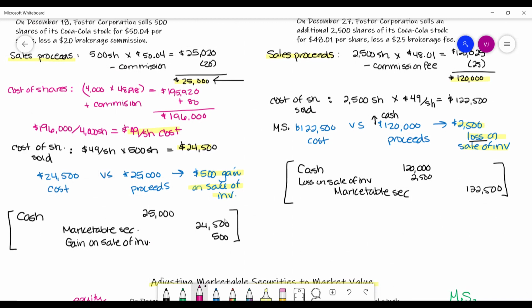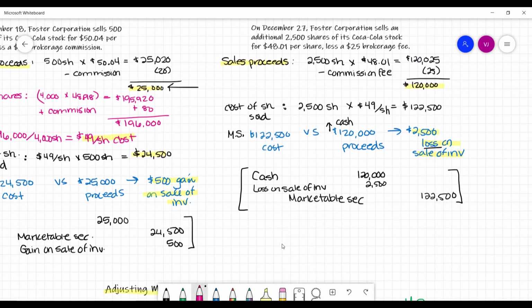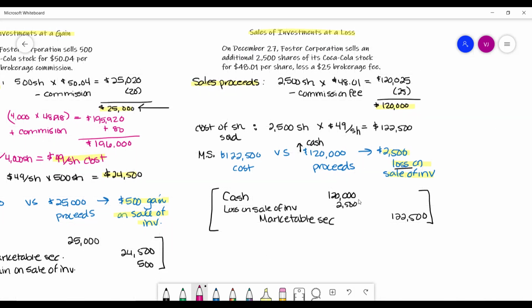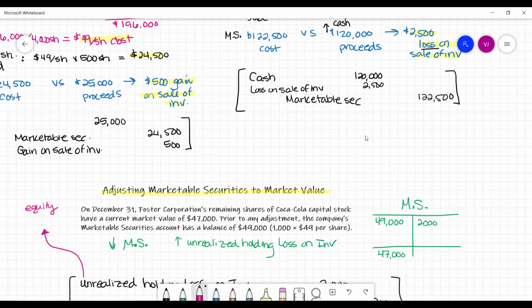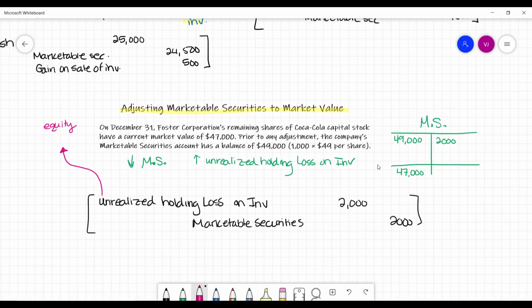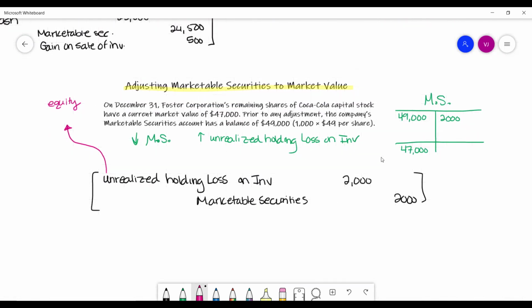When we actually sold shares at a gain, that's a realized gain that we will be taxed on. Same with the loss. This is a realized loss because I actually sold those shares. But what we're looking at down below is how the market value of the shares that we have left has changed.